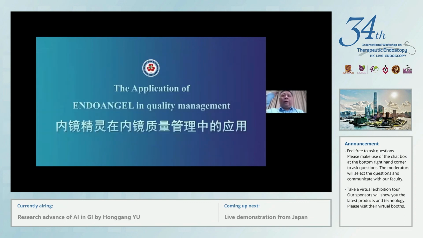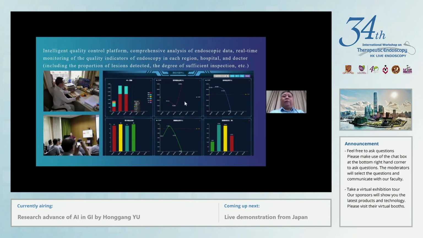The final function is the application of Angel in quality management. This software is built on the basis of Angel's other functions. With this function, as chief of the department, I can know all my colleagues' quality parameters and the amount of their work.